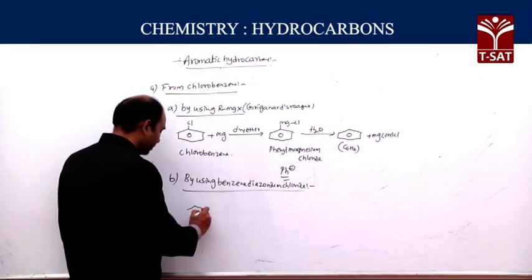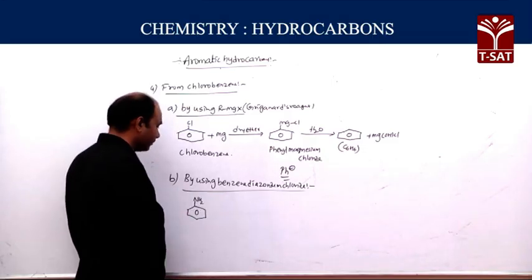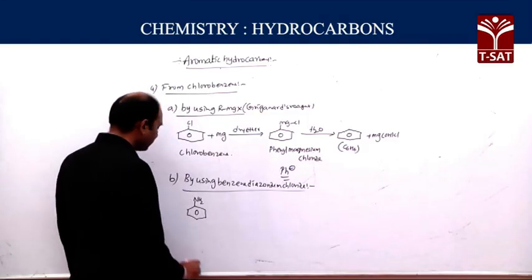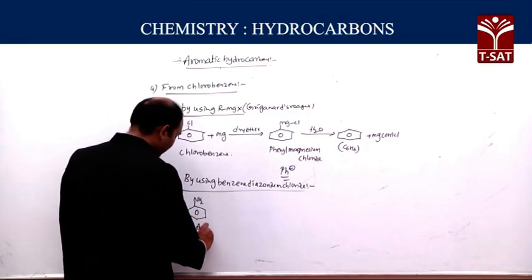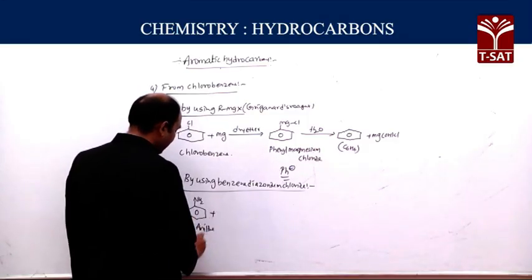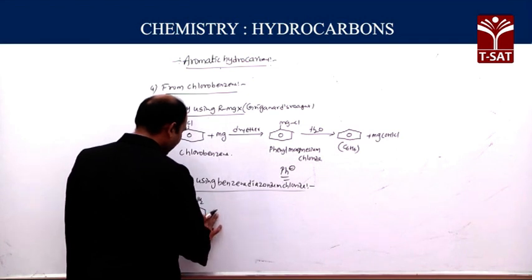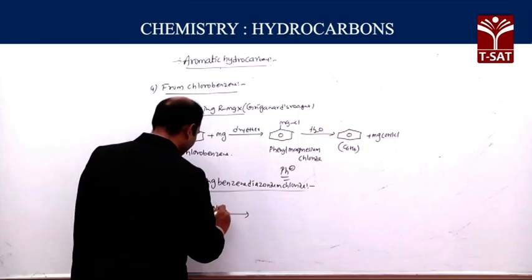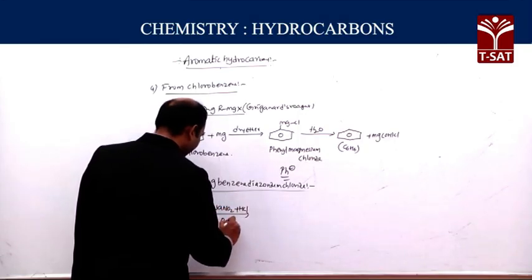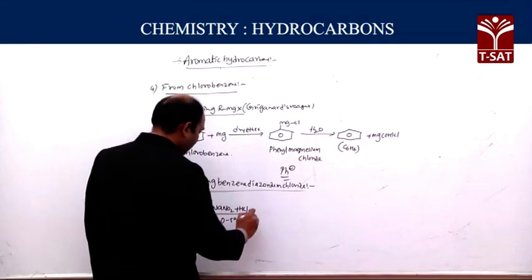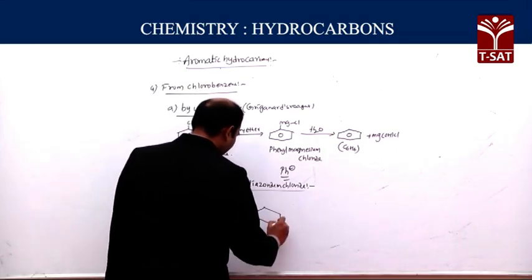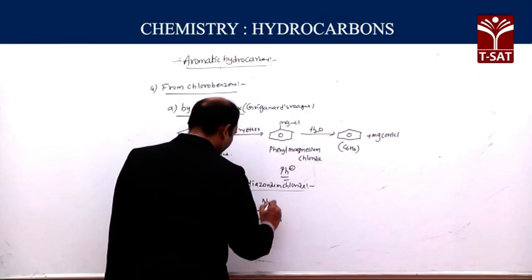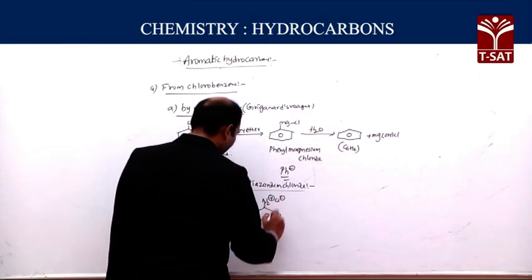Actually, this starts from aniline. Aniline is subjected to diazotization with NaNO2 plus HCl at 0 to 5 degrees Celsius. Here we get benzene diazonium chloride, C6H5N2+Cl minus.